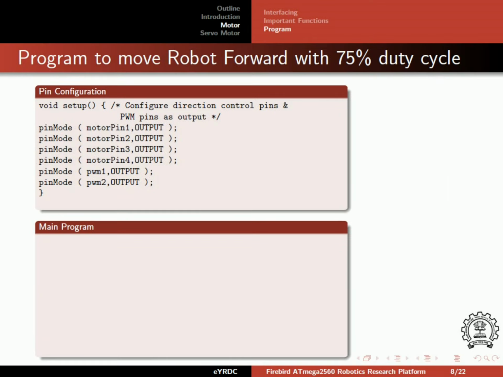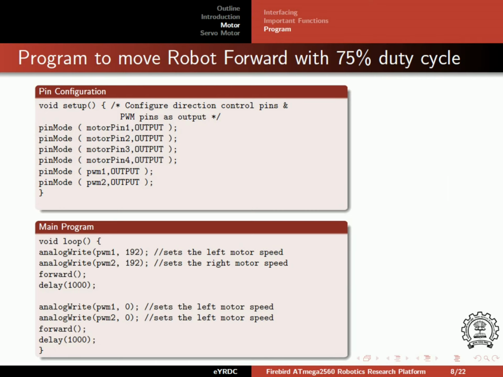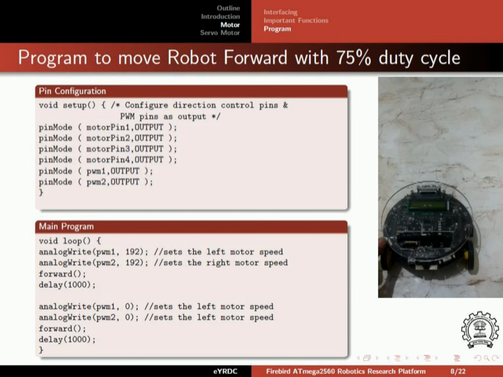Next is the main code to be written in the loop section of the sketch which will run infinitely. This part includes the logic to move the board forward for 1 second with 75% duty cycle using analogWrite function to write the PWM value 192 on the pins PWM1 and PWM2. The value 192 is required to generate PWM signal of 75% duty cycle and stop it after 1 second by writing the value 0 on PWM pins. Here we have written the code in Arduino IDE for speed control of DC motor of Firebird 5 using PWM. Robot moves forward with 75% duty cycle for 1 second and stops for 1 second.